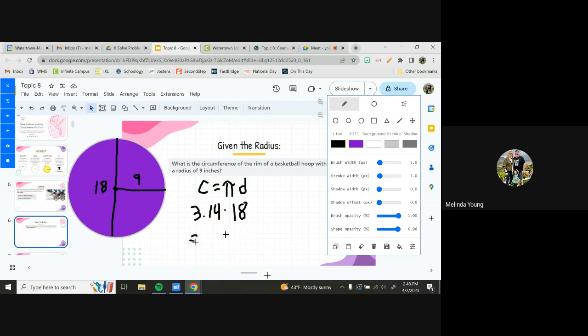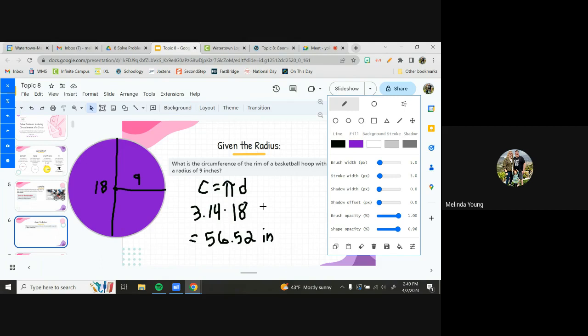And my answer would get you 56.52. And it looks like we're measuring in inches again. So inches. Make sure you guys are labeling your answers here. Okay. So again, if they give you the radius, make sure you double that radius before you plug it into the formula for your diameter.